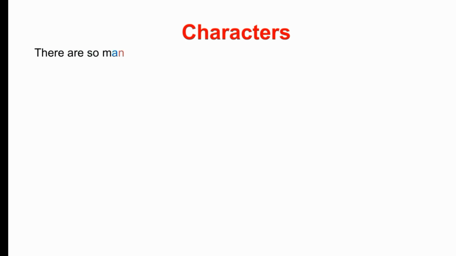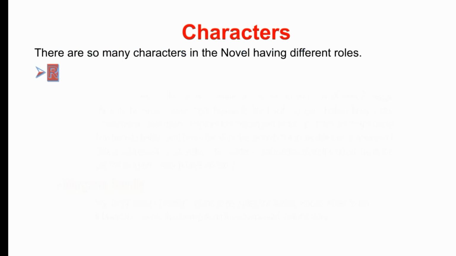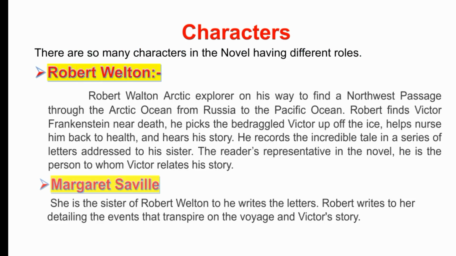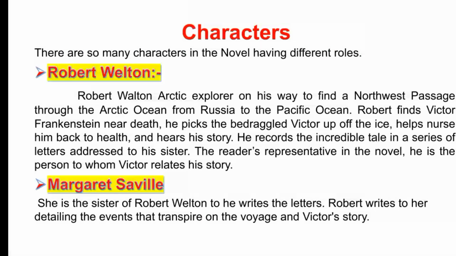Characters of the novel. There are many characters in the novel having different roles, in which the first character is Robert Walton. The novel starts from this person. Robert Walton is an Arctic explorer on his way to find a northwest passage through the Arctic Ocean from Russia to the Pacific Ocean. Robert finds Victor Frankenstein near death. He takes the bedraggled Victor up off the ice, helps nurse him back to health, and hears his story. He records the incredible tale in a series of letters addressed to his sister.